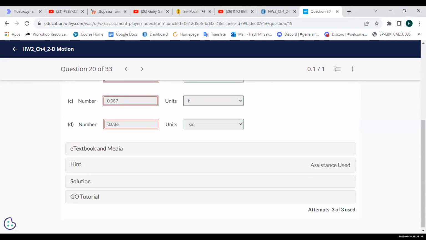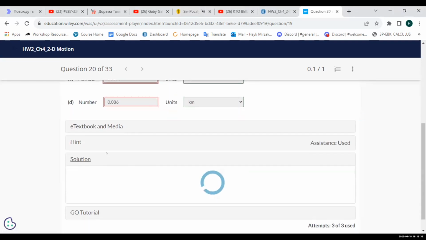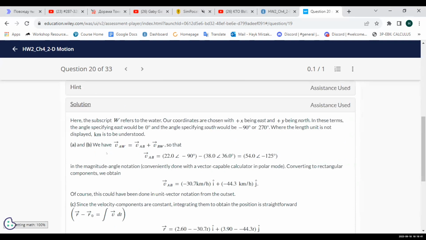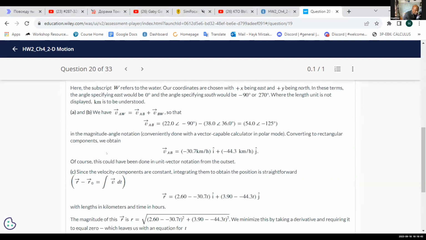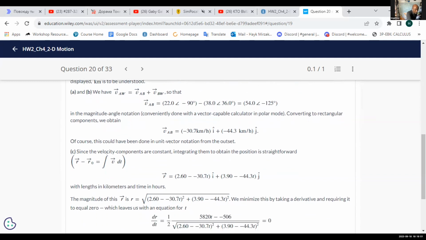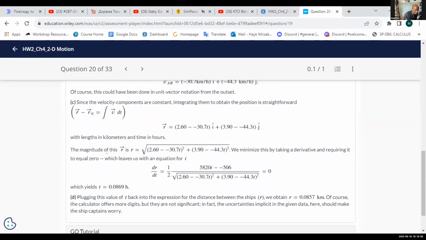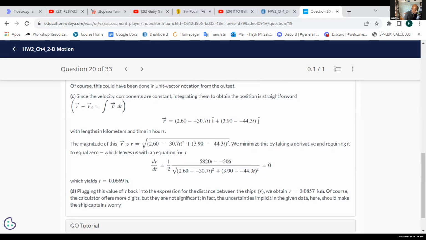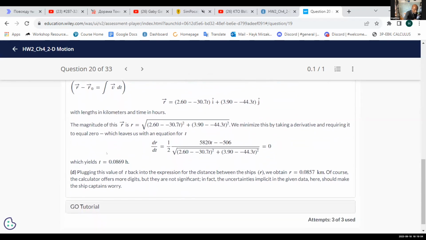Oh, so now let's look at the solution. Yeah. There is the solution. Yeah, they got the same answers. This is what it is. It's just one of those stupid, you know. See, they got it right there. Minus 30.7 and minus 44.3. Now go on down and get the time and the distance. So they're doing the same thing. So that's what we did. We maximize the function. Keep going, find the final thing. Yeah, it's the same answers.